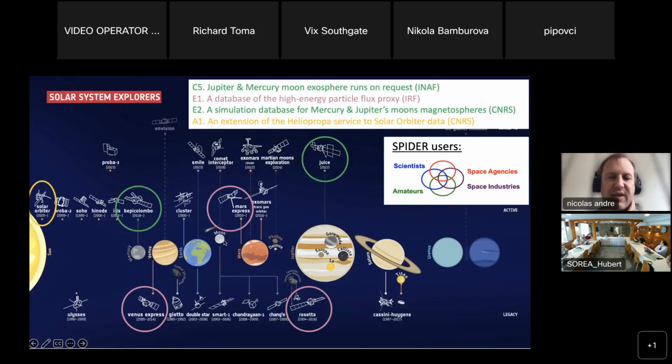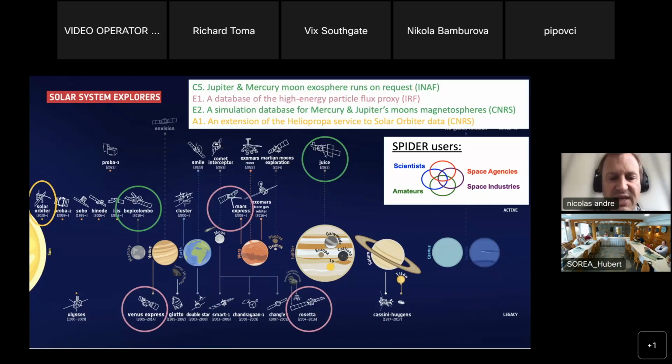So here you can see how we targeted the big and main space missions at that time. So BepiColombo, JUICE, and Juno, to Mercury and Jupiter. They are cornerstone or large class missions. So we are sure they will attract a lot of interest and a big community.